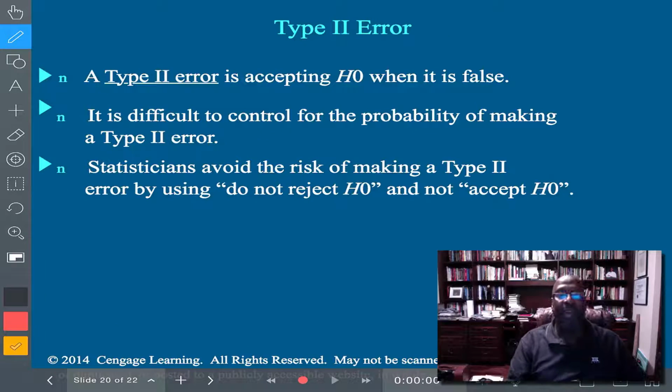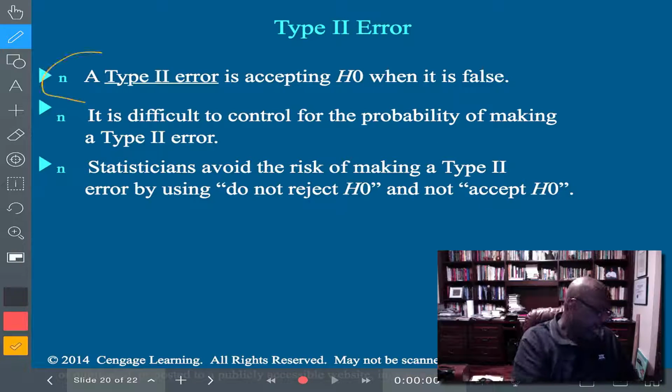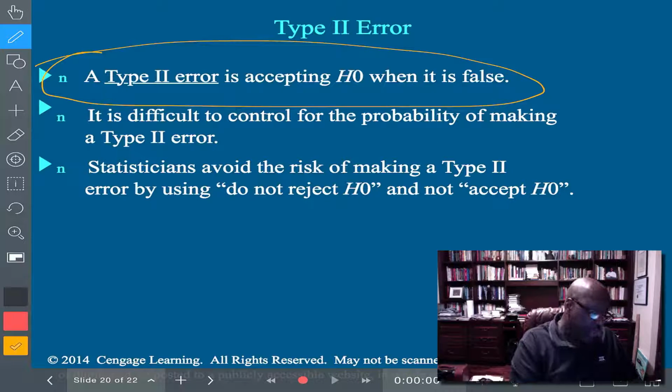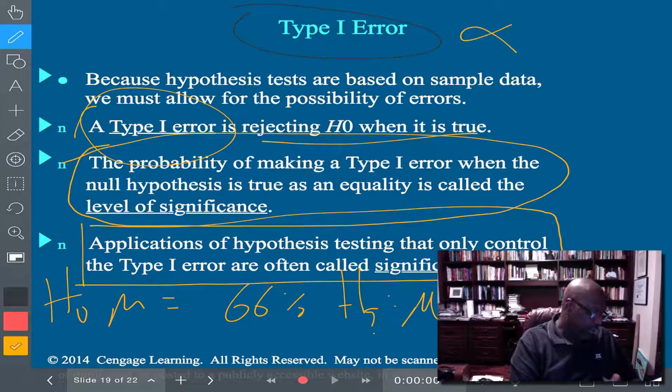A type 2 error is accepting H0 when it is false. So basically, if I have evidence that the average mark is now greater than 66, but I was not able to conclude that, that means I have to accept that it's still 66. That is an error, okay? And so we call that a type 2 error. A type 1 error we denote by alpha, a type 2 error we denote by beta. And so this is beta right here, type 2. Type 1 is alpha.